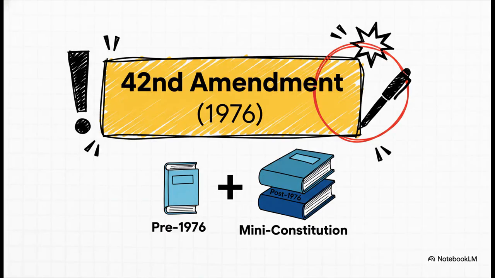Okay, pencils up, highlighters out. This is a major exam alert. The 42nd Amendment Act of 1976. It was passed during the Emergency and is so massive it's often called a mini-constitution. It was absolutely instrumental in beefing up the socialist character of the DPSPs. You will almost certainly see questions about this, so pay close attention.